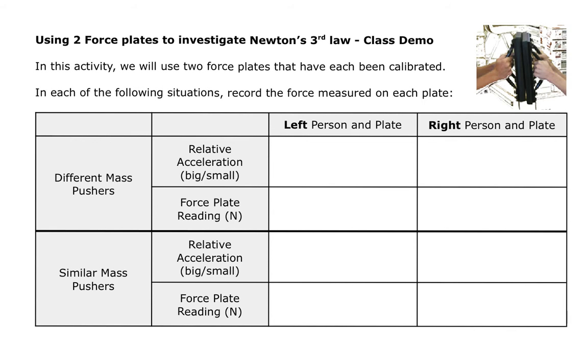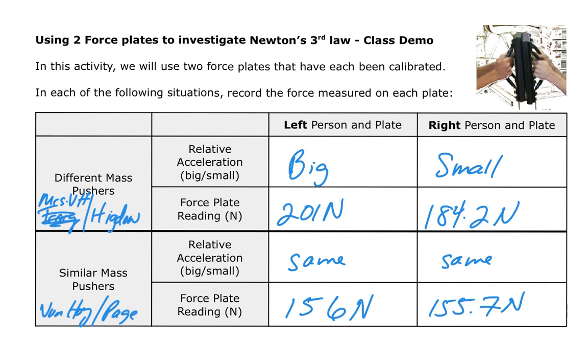Now, we have different mass pushers. The video is going to be me and Mr. Higdon for different mass pushers. He's a lot bigger than me. And then for similar mass pushers, that's going to be me and, I put my first name here. You guys don't call me that. Put Mrs. Van Hoy. Van Hoy and Mrs. Page and I are about the same size. So that's what you're looking at when you're filling this in. And the force plates, the amount of force on each plate, you're going to see on a little pull out on the screen. So go ahead and watch that now, and then come on back and have this chart filled in.